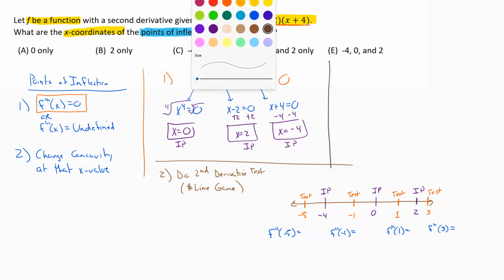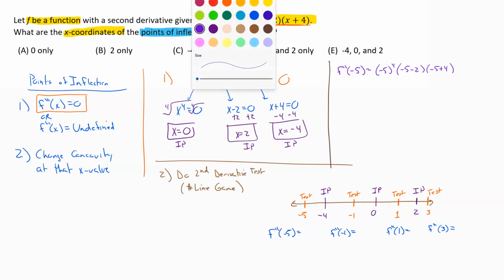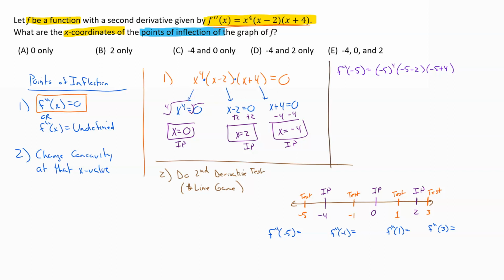As I start plugging these in, I start with the second derivative at negative 5. I'm taking my original equation, and everywhere I see an x inside it, I'm going to be plugging in negative 5. So this would be negative 5 to the fourth, negative 5 minus 2, and then negative 5 plus 4. When you do this, remember, you don't always need to know negative 5 to the fourth. What you need to know is any number taken to an even power, like a fourth power, is going to be a positive.